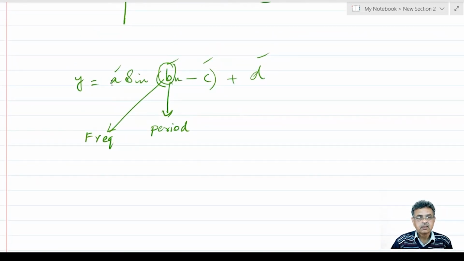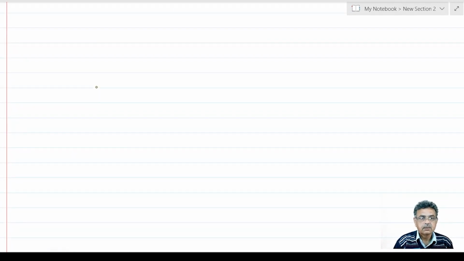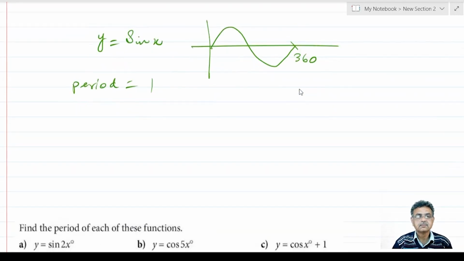Now we will ignore the other things like A, C and D. We won't discuss these, but only focus on the period. So if this is y is equal to sine x, then in its graph one cycle is completed in 360 degrees. Then we say that the period of the graph is 1. One period is there in 360 degrees.